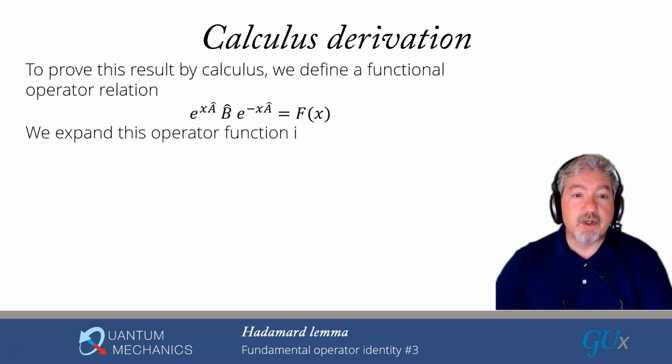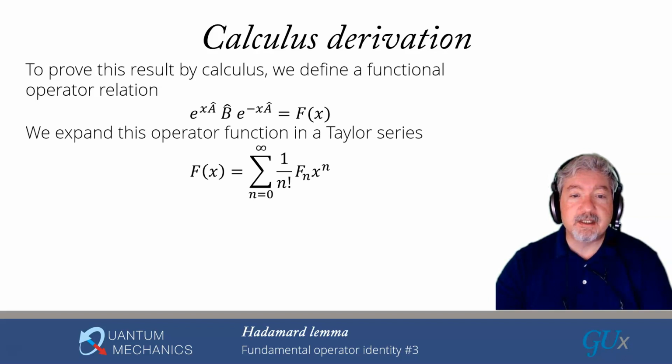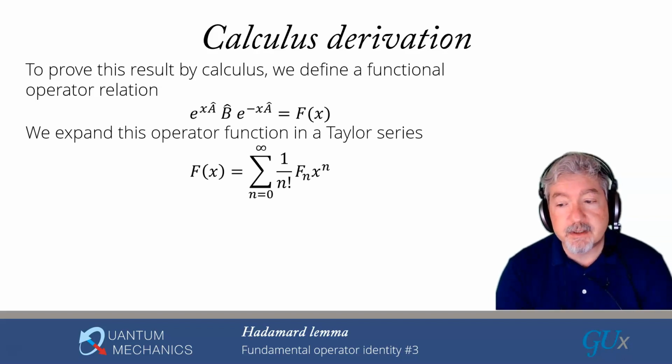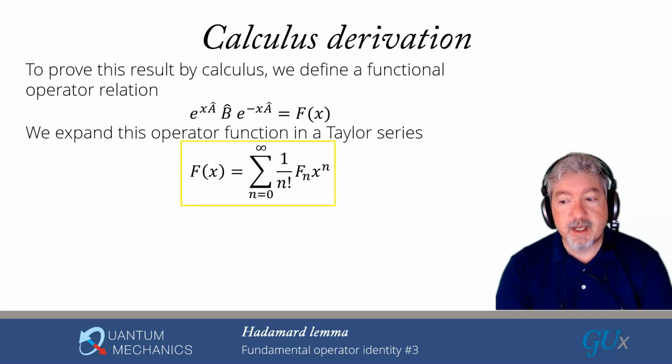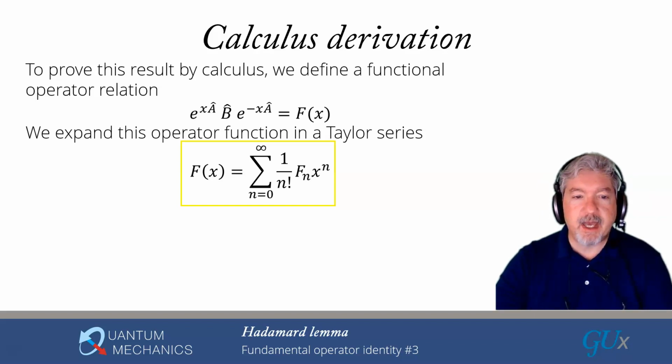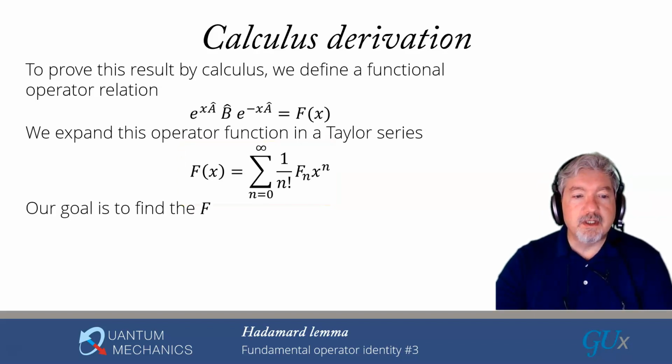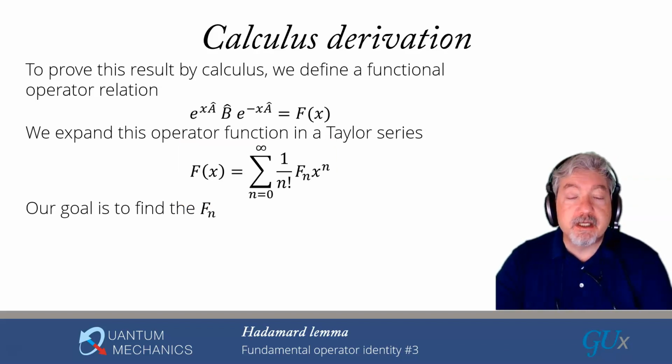And again, we're going to now expand this function in a Taylor series. I'm operating under the assumption that such a Taylor series exists. And what we have when we expand it in a Taylor series is the sum n equals 0 to infinity, 1 over n factorial f sub n times x raised to the nth power. Our goal is to find those coefficients f sub n. And so the strategy is we're going to take a derivative, and we're going to do it in two different ways and equate those two different ways of taking the derivative.